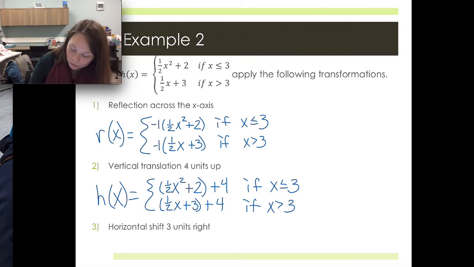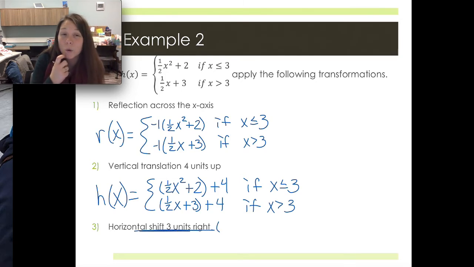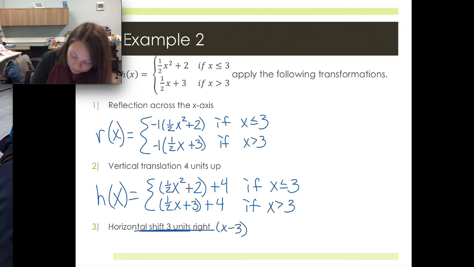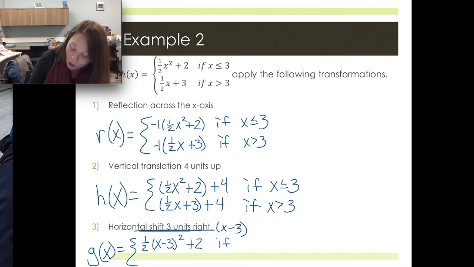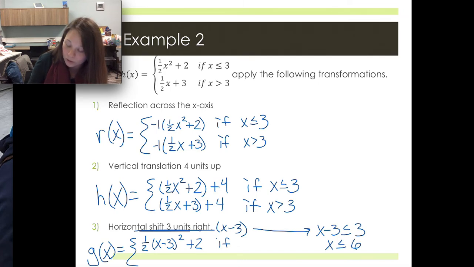Last one, horizontal shift 3 units right. This is horizontal. We need to remember x is always a liar. I know it says it's going 3 to the right, but that means our transformation in the function would say x minus 3. So the new function will be 1/2 parentheses x minus 3 squared plus 2. And that is if, now this was going to be x minus 3 is less than or equal to 3. But if we simplify that and add the 3 over, we would get x is less than or equal to 6 because we'd have to add the 3. So my simplified inequality would be x is less than or equal to 6.